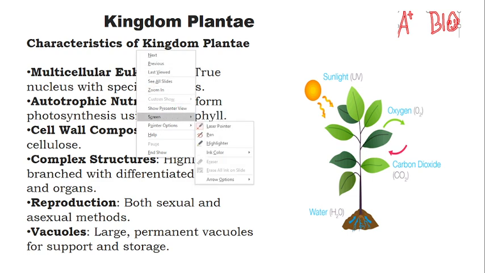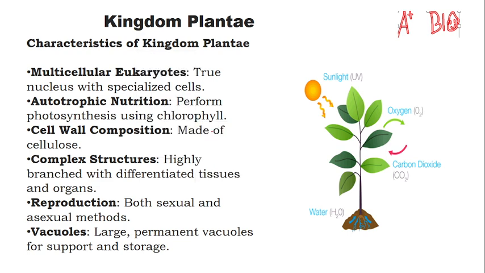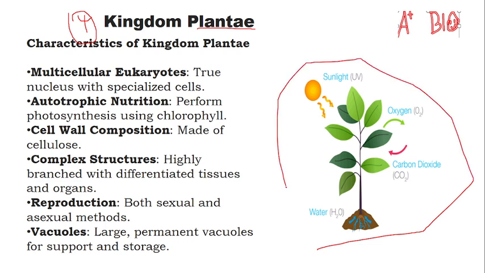Let me have the marker. So this is the fourth kingdom. This fourth kingdom is called Kingdom Plantae. I hope you know the kingdom of plants, it is common. Nowadays we are seeing plants. They are eukaryotes, as we have said, and they are multicellular.